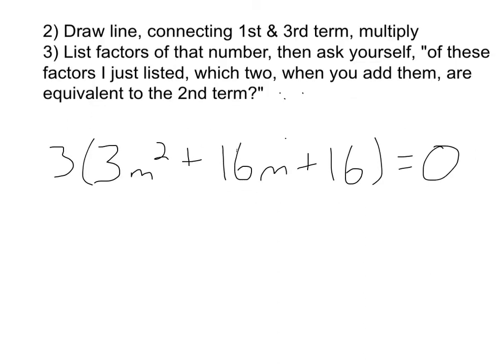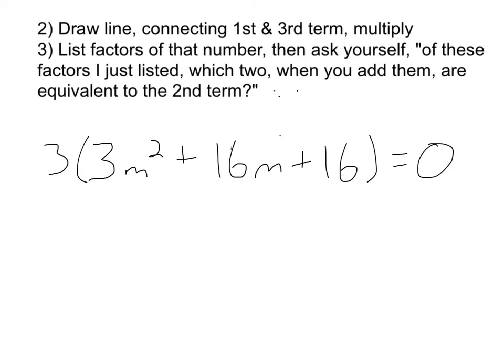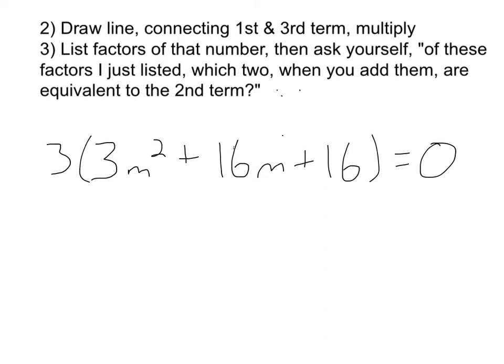In step 2, we're going to draw the line connecting the first and third term. So if you remember what we did here, we draw a little line like this, and we say, what is 3 times 16? 3 times 16 gave us 48. And remember, Mr. Dagres says put that little arrow right there with that plus, because we have to remember that the same two numbers that times equal 48 have to add to equal 16. And then step 3, right here, this tells us that we have to list the factors of that number, 48.